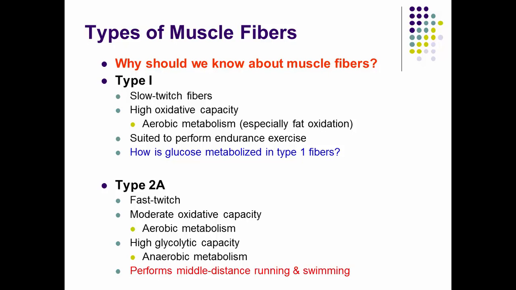So how is glucose metabolized in type 1 fibers? Partial or complete? Yes, complete. So in the type 1 fiber, glucose can be completely oxidized to CO2 and water, and it produces ATPs because of higher mitochondrial content. They are able to do this, so less lactate is produced in the type 1 fibers. And type 2A is sort of intermediate. It's fast twitch, with moderate oxidative capacity and higher glycolytic capacity. So type 2A fibers are able to do both aerobic and anaerobic metabolism, right, and perform like middle distance running or swimming.